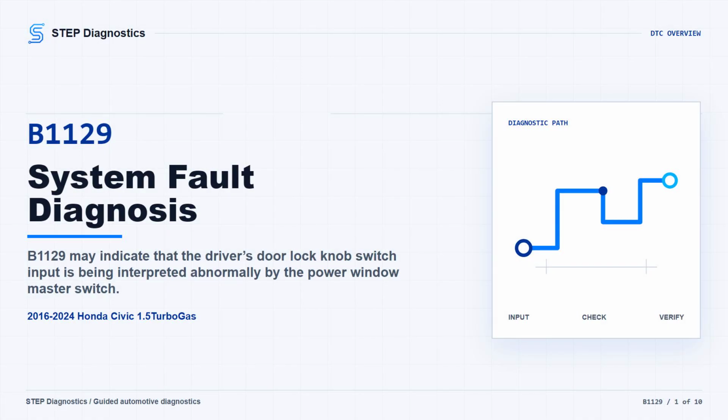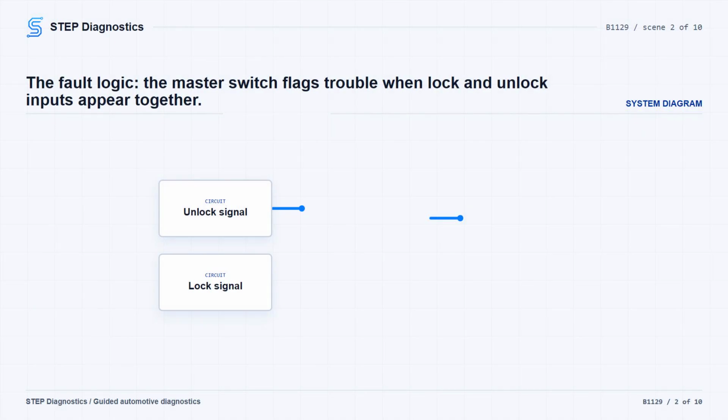On this 2016 through 2024 Honda Civic with the 1.5 turbo engine, B1129 points to a possible driver's door lock knob switch malfunction. In plain terms, the power window master switch may be seeing the driver's door lock and unlock switch signals at the same time, which it treats as an abnormal input. The driver may notice door lock operation that acts inconsistent, or the code may show up during body electrical diagnosis.